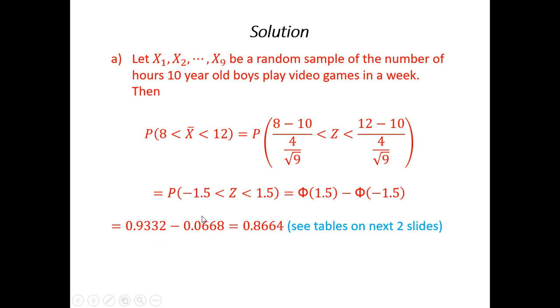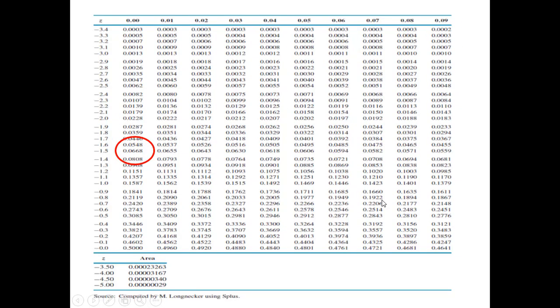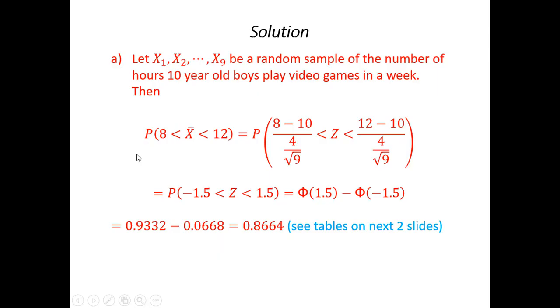0.9332, and then I have phi of minus 1.5. So there I need the normal table with negative z values. So minus 1.5. So I get 0.0668. Work out the subtraction. My final answer is 0.8664. Okay, so that's part A.